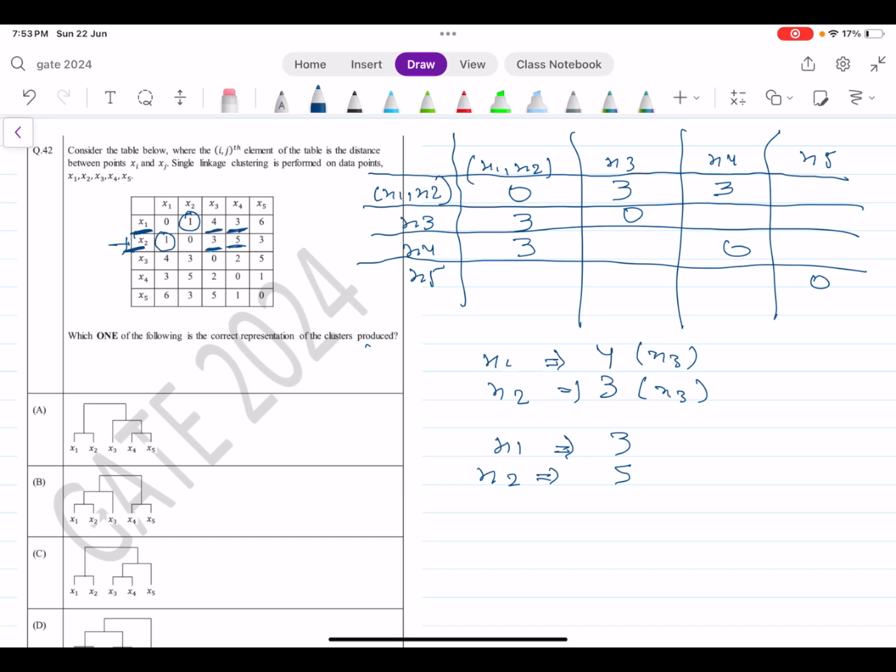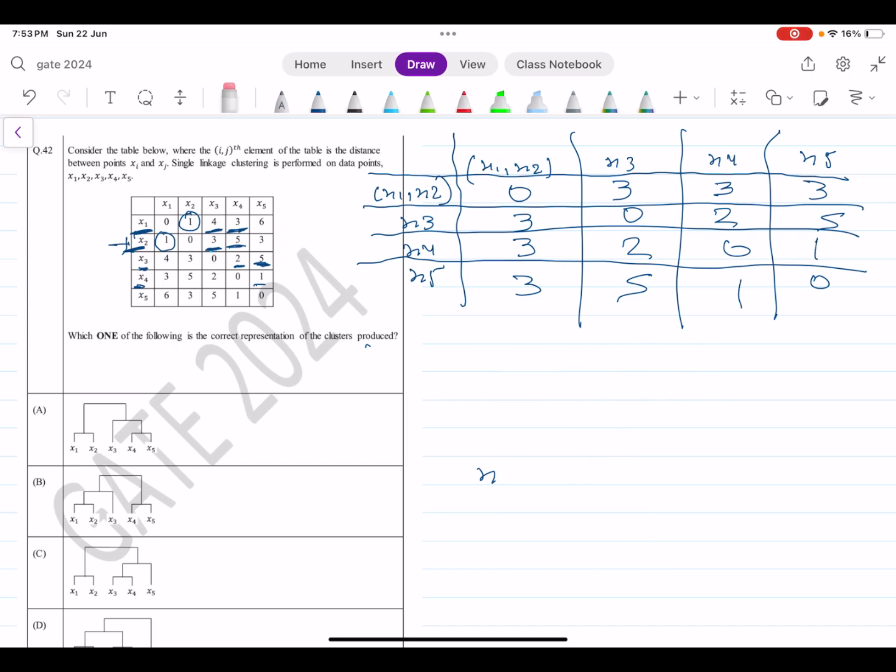Then for x5, x1's distance with x5 was 6, and x2's distance with x5 was 3. So again we'll have this 3, and the remaining distances will stay the same. So x3, x4's distance was 2, so it will be 2. x3, x5 distance was 5, so again it will be 5 only, and x4, x5 distance was 1, so it will be 1 only.